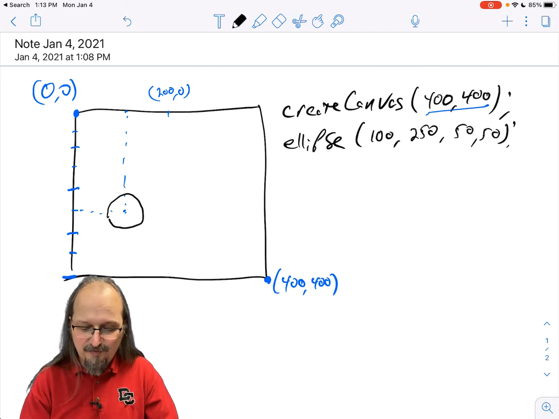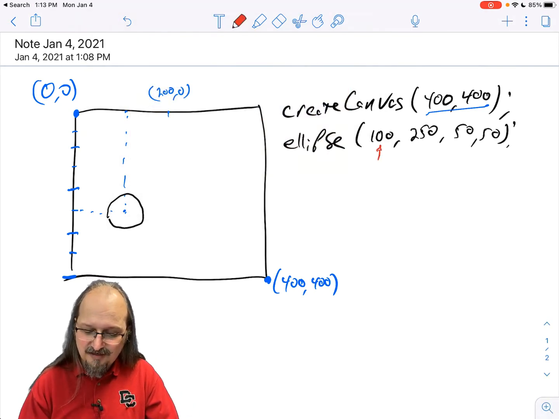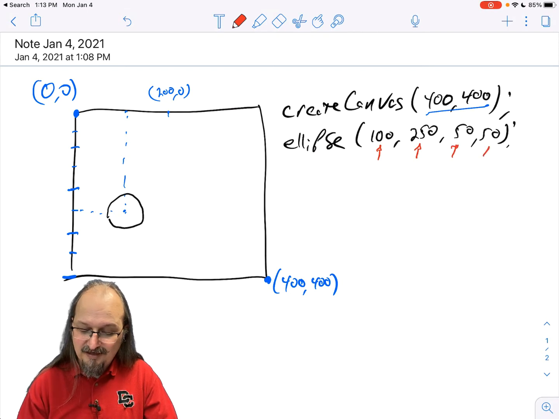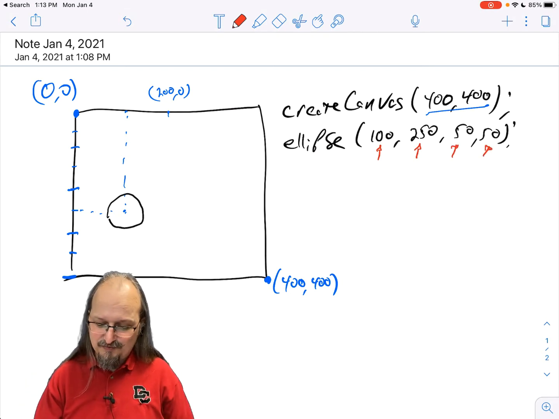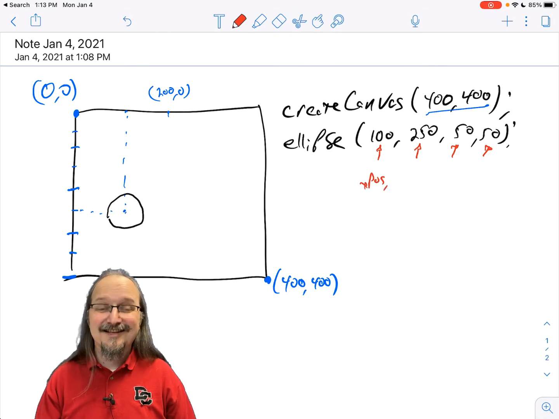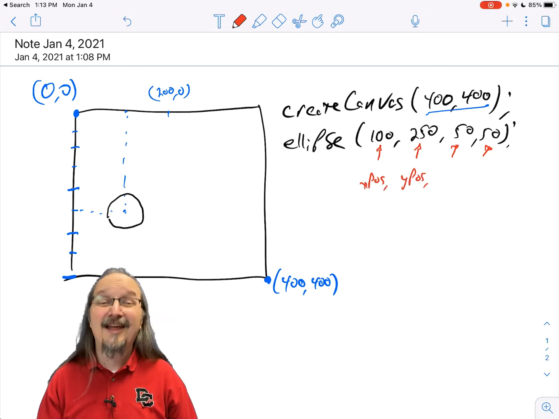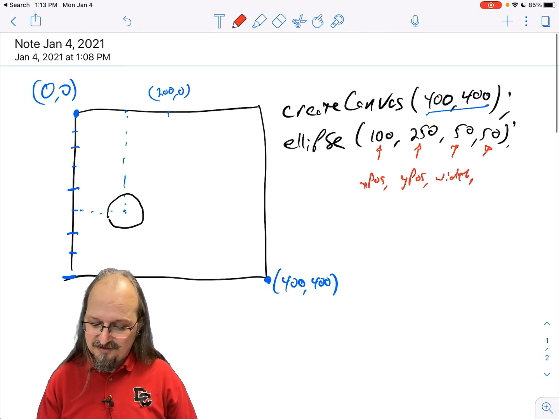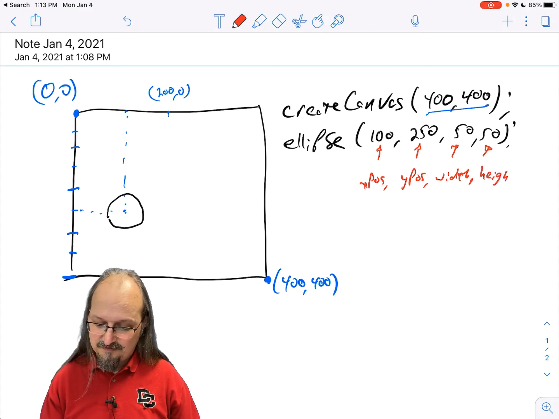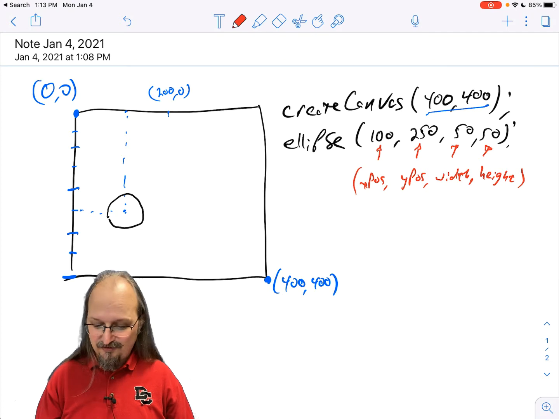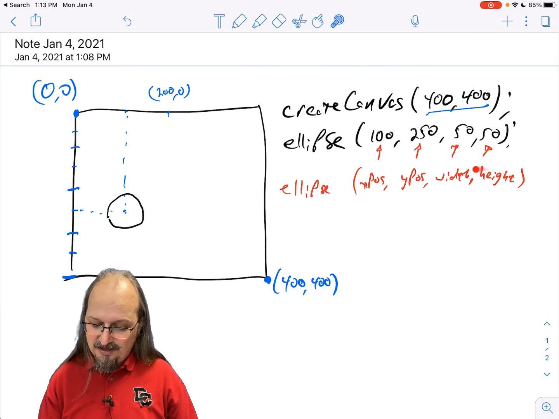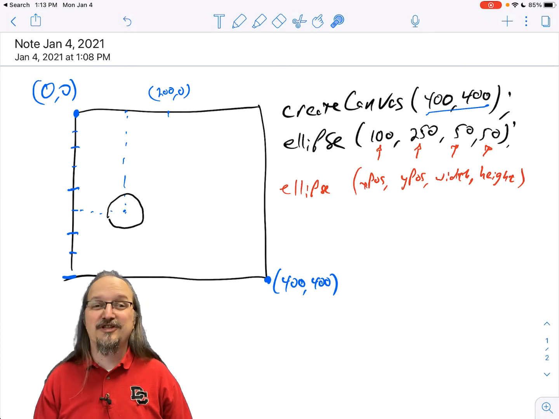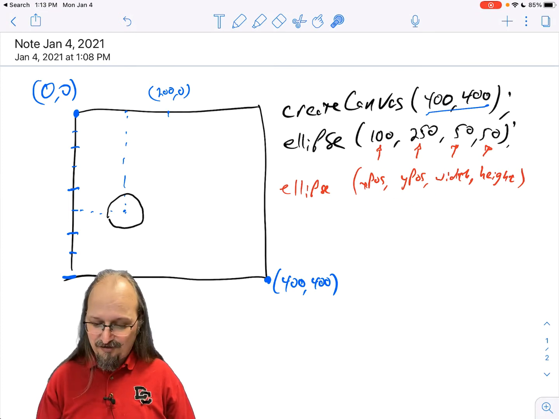Because we know, if we think about this, each of these numbers are called arguments, and they each represent something. So the first one is our x position. The second one is our y position. The third is the width of our object, and the fourth is the height of our object. Okay, so this is the form of the ellipse function. Each of these are numbers, and the first one represents the x position, the second represents the y, the third the width, and the fourth the height.